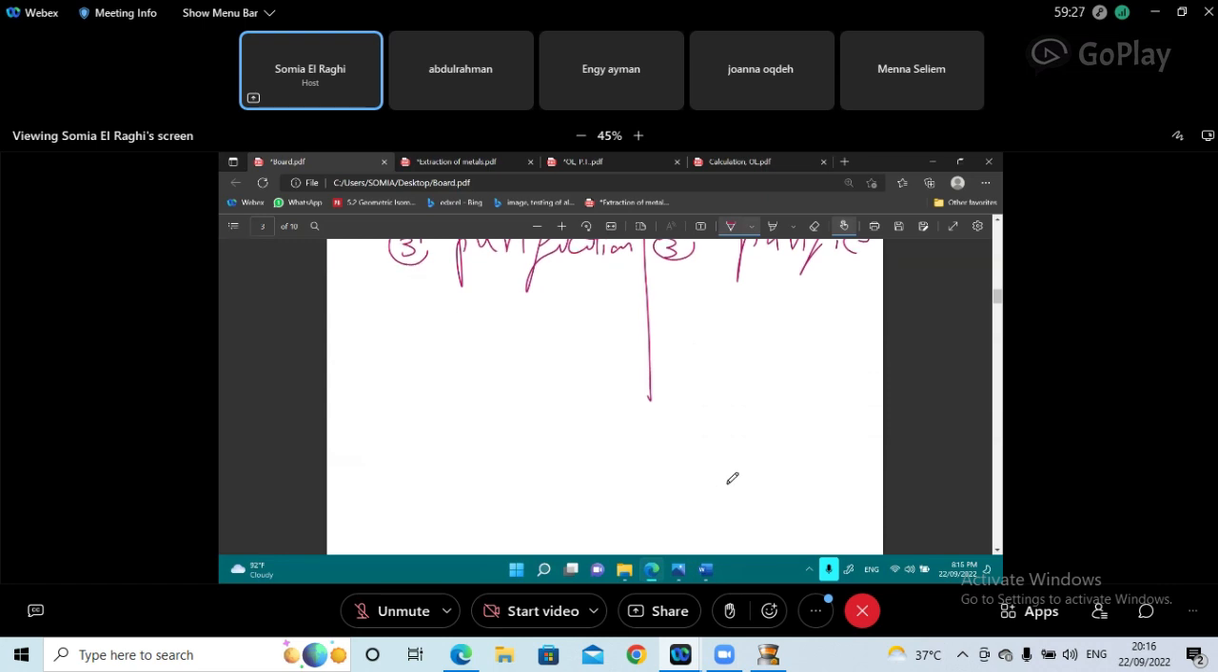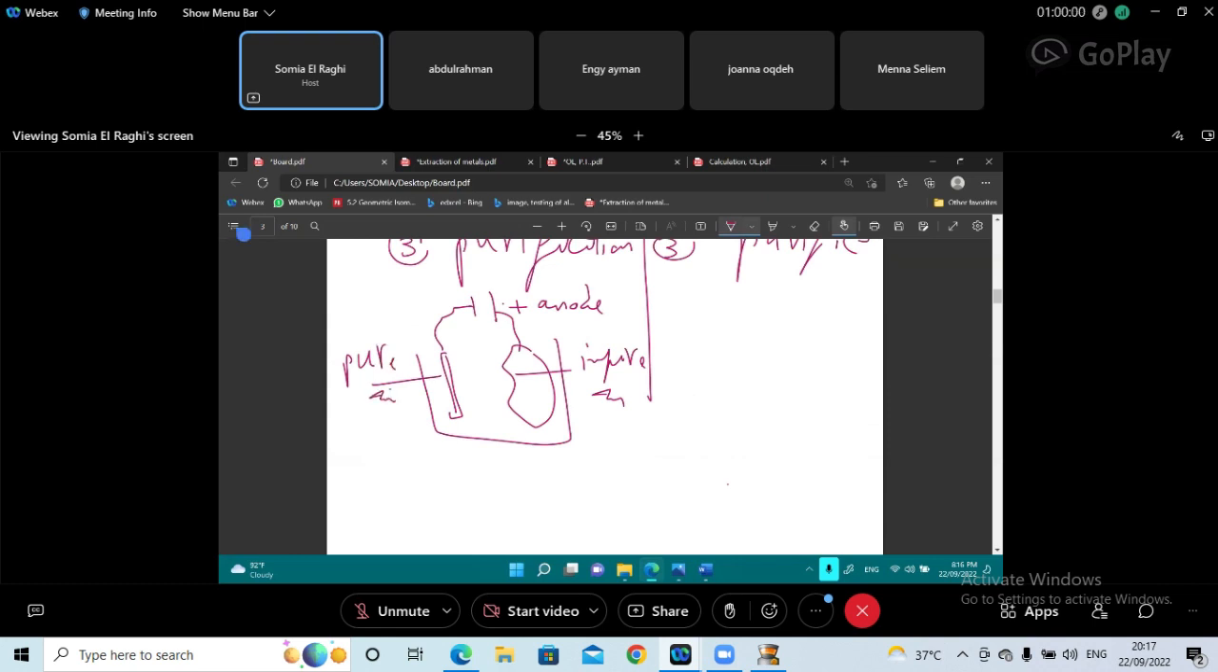Again, container, anode, which is the big sign. I attach here, what? Ugly shape, which is impure metal. Impure metal at anode. Impure zinc. At cathode, small sign, very thin layer of pure zinc. Any metal, we can do it for any metal. All right? The negative terminal here is cathode.